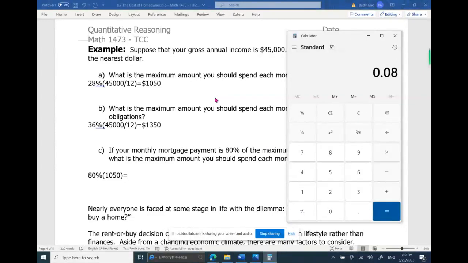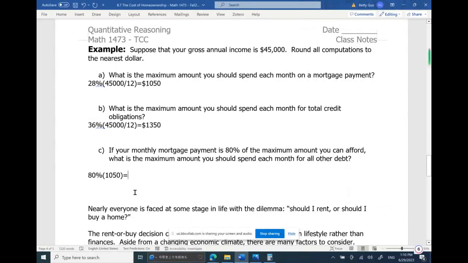0.08 multiplied by $1,050. Huh? Oh, my bad. It is not 0.08, it's 0.8. 0.8 multiplied by 1050. 840, yeah, 840. The main thing we learn in quantitative reasoning is to try to make sense of the numbers. There's meaning behind the numbers. Like just now I made a mistake, I got $84. Obviously it doesn't make any sense, right? So $840.